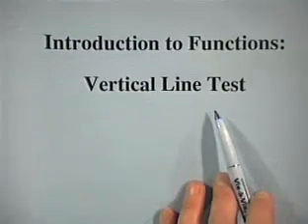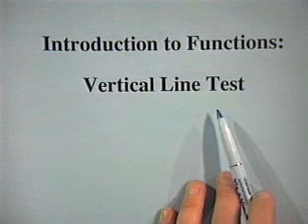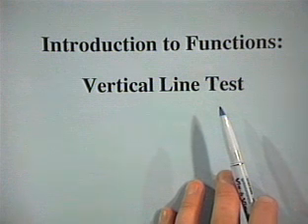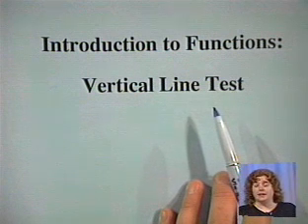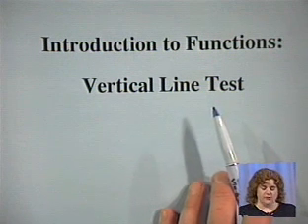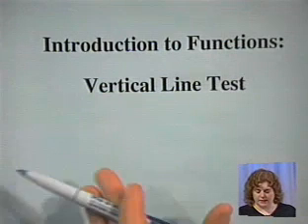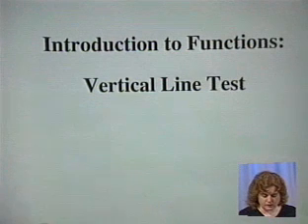Okay, we're going to look at another way of deciding whether a relation is a function, and that's called the vertical line test. Most of the time you will not be working with lists of coordinate pairs or ordered pairs. You will not be looking at maps. Most of the time you'll be looking at graphs, and that's where the vertical line test comes in. We will use it to determine if a graph is a function or represents a function.